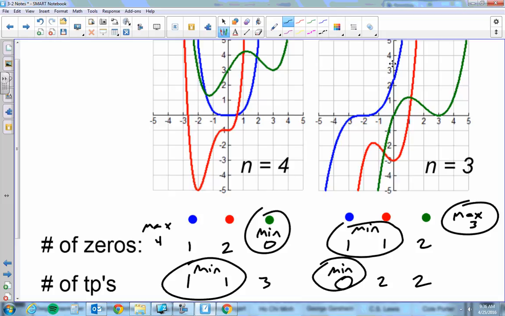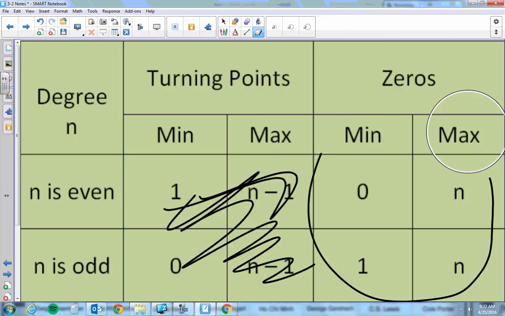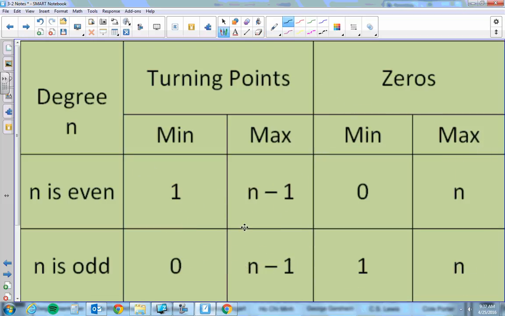So, now, as far as the maximum, none of these have the maximum. No, I'm sorry, I said that wrong. I was getting myself confused. They both have the maximum in these examples. The most you can have is always n minus 1. So on the table, here, fill the table. So like the maximum number of turning points is always n minus 1.